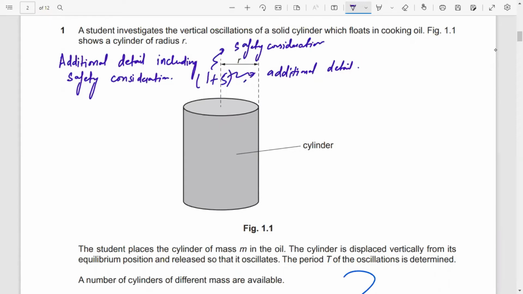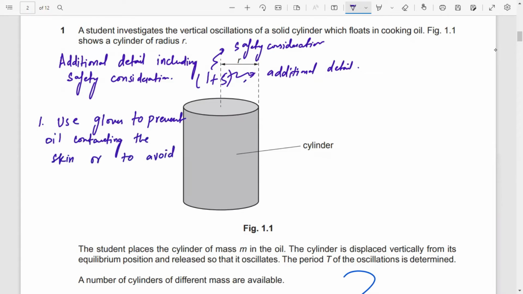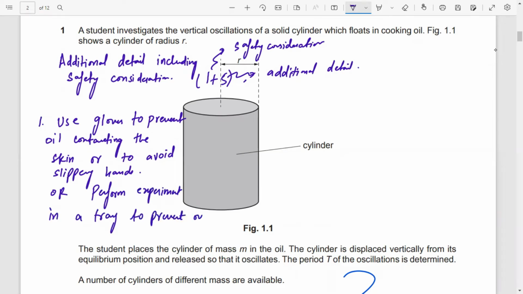What you will write here is use gloves to prevent oil contacting the skin or to avoid slippery hands. This comes under safety consideration. Perform experiment in a tray to prevent oil spillage. Right? देखिए oil spillage अगर हो जाए ना तो you can slip in a tray. कोई आपने reasonable valid reason देगी और साथ बताना कि आप क्या prevent कर रहे हैं oil spillage.